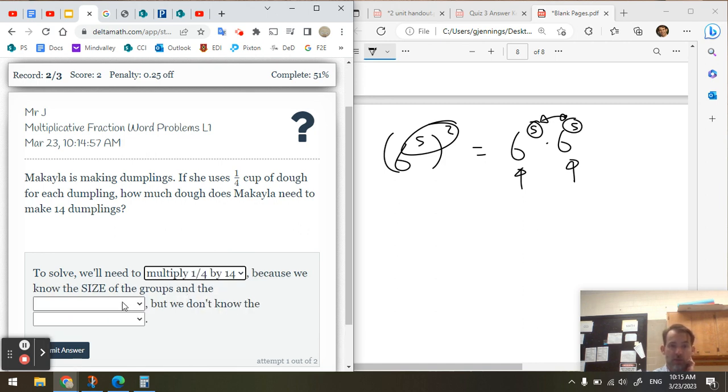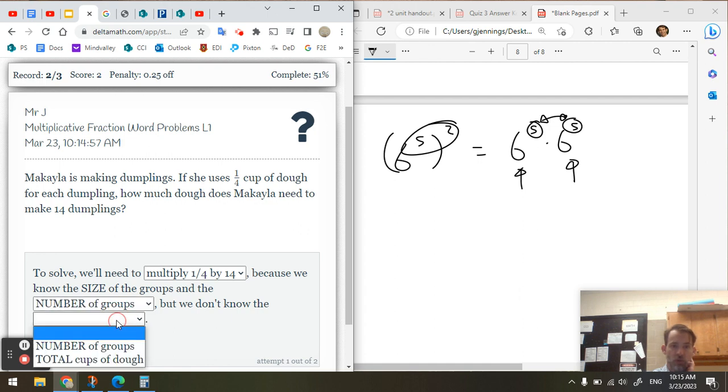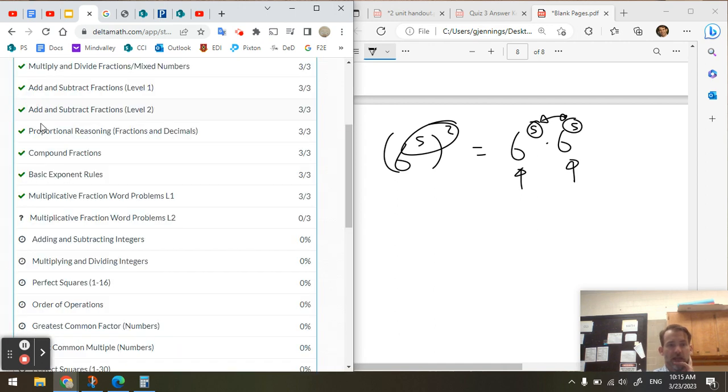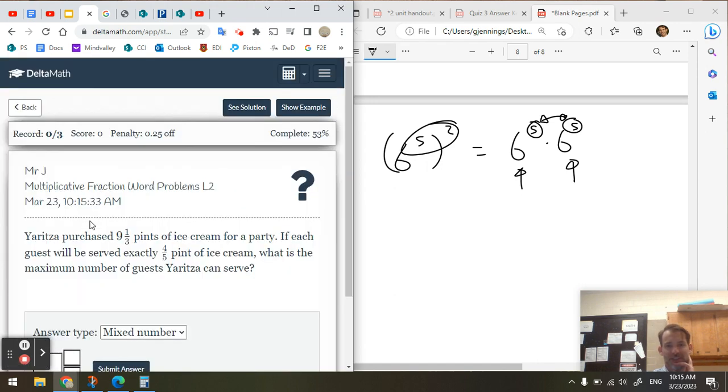So we need to multiply here because we know the size of the groups and the number of groups. We don't know the total amount of dough. Submit the answer. Yeah, so that's how those work. Let's do the next ones. Multiplicative word problems, level 2. We're almost done here. All right.